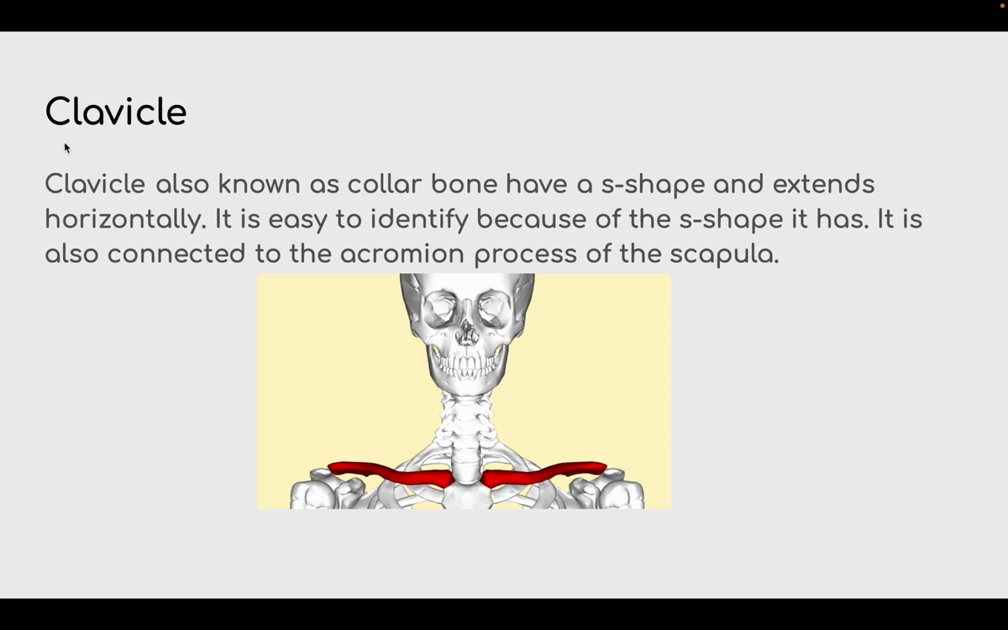Now moving on to the clavicle. The clavicle is also known as a collarbone and has an S shape that extends horizontally. It is easy to identify because of the shape and also because it is connected to the acromion process of the scapula.